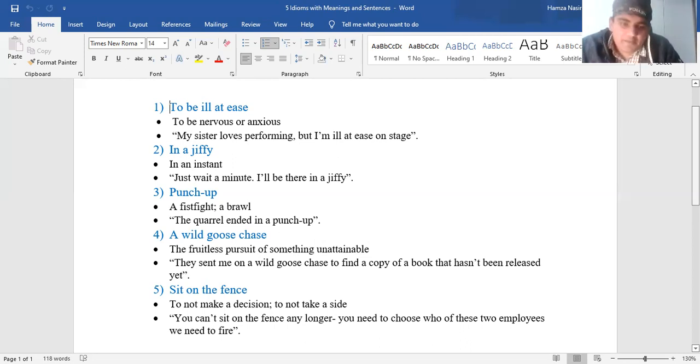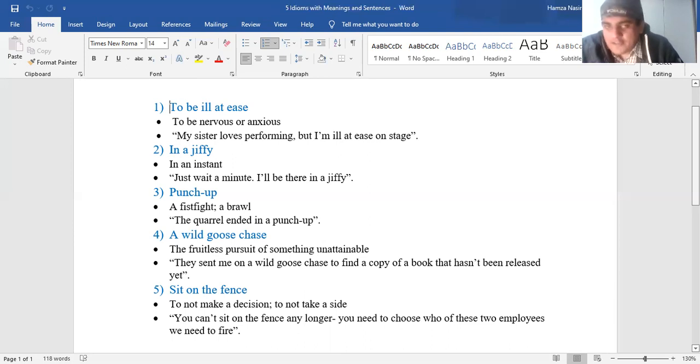So a sentence could be, you can't sit on the fence any longer. You need to choose who of these two employees we need to fire. I mean, just sitting around is not going to do anything. We need to figure out how to start the layoff factor, which employees to fire and which employees to retain. So to sit on the fence means to not make a decision or to not take a side.